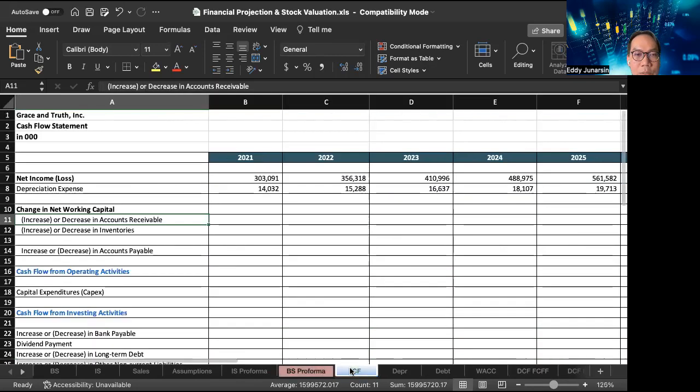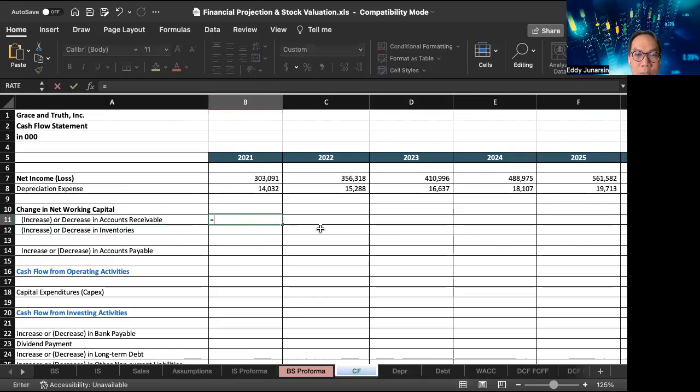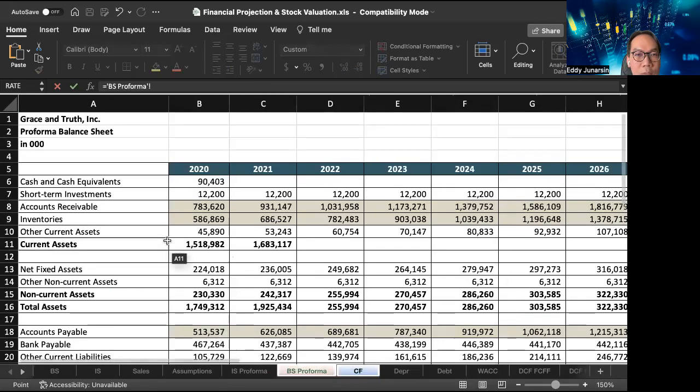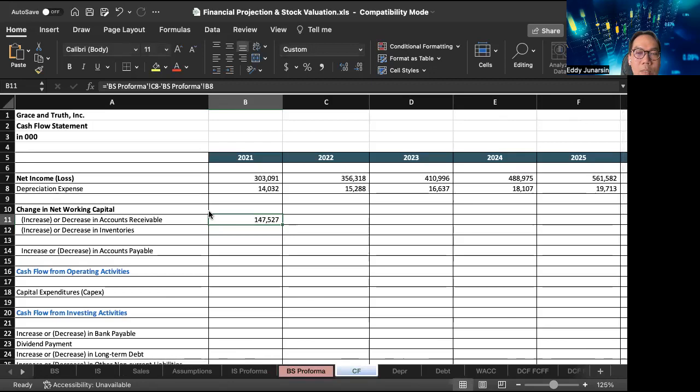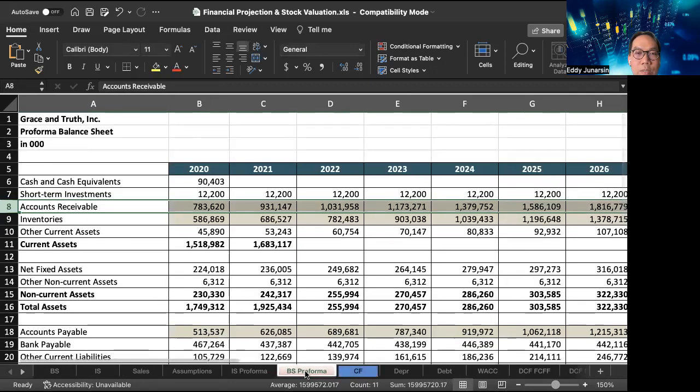So accounts receivable, right? Increase or decrease in accounts receivable 2021. So it should be accounts receivable 21 minus 20. So we got, see the difference here. In 2021 it was 931,000, and in 2020 it was 783,000. So there was an increase. There was an increase in accounts receivable.